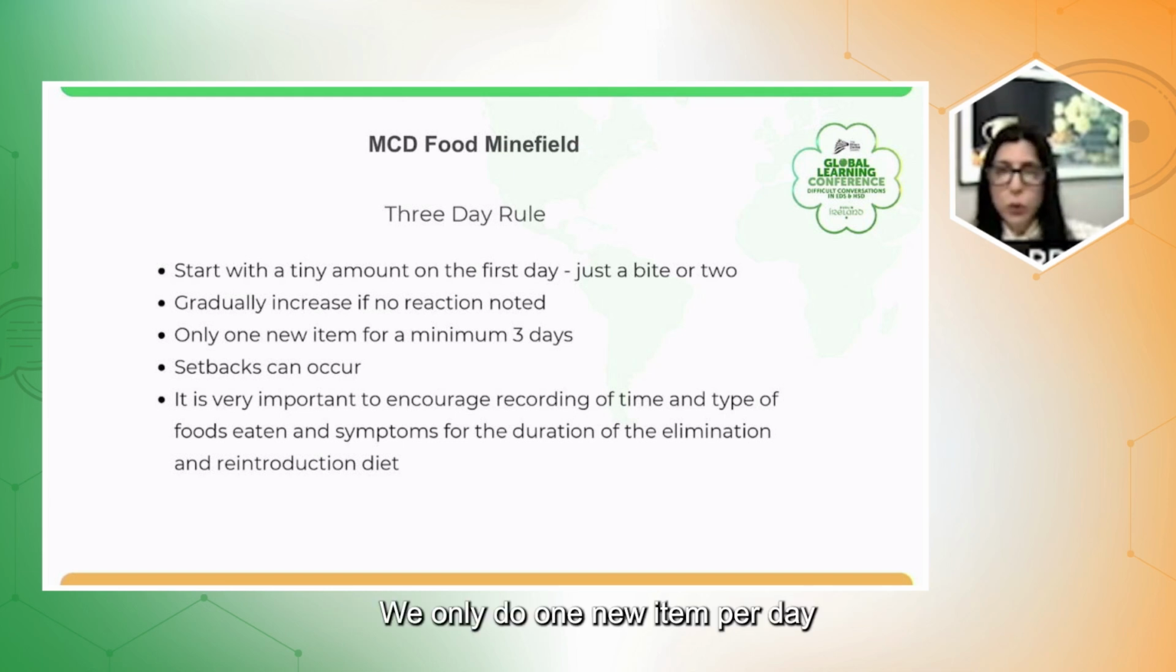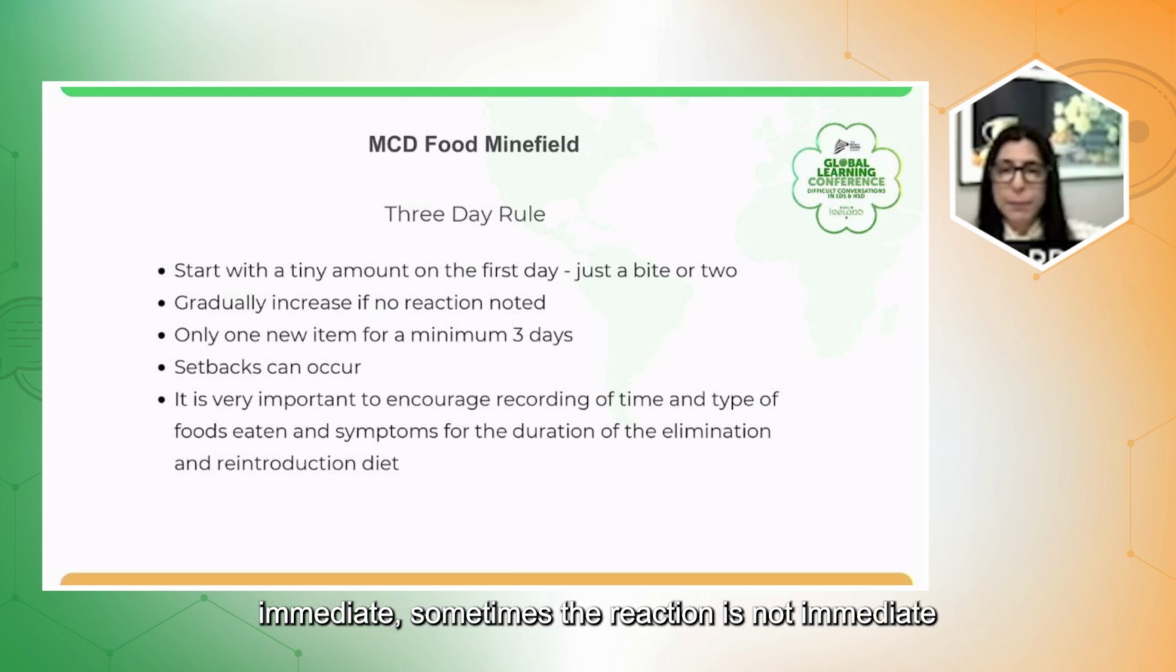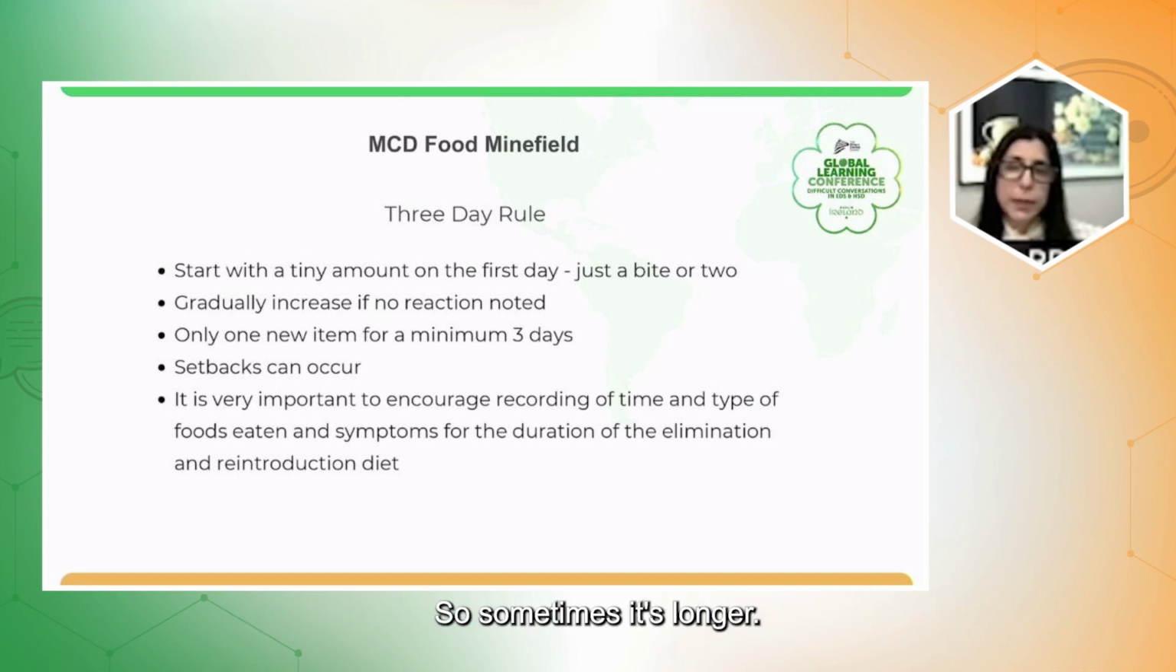We only do 1 new item per day for a minimum of 3 days, because unlike an IgE allergy where a reaction is typically immediate, sometimes the reaction is not immediate with a mast cell reaction. There can also be setbacks. Something else could be going on in your life that day or those 3 days, so sometimes it's longer.